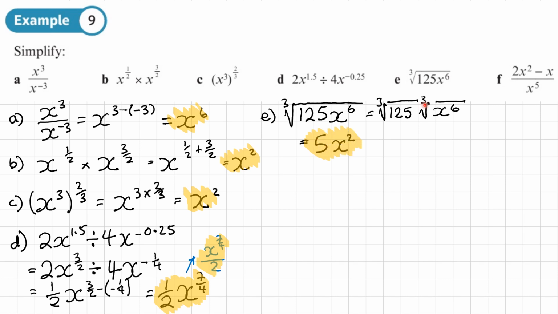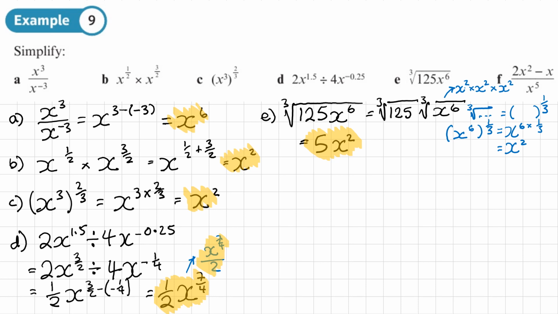Now you might be wondering, how did I know that the cube root of x to the power 6 was x squared? Well, there's a couple of ways. First of all, I could think of, well, what number times itself 3 times will give me x to the power 6? Well, x squared times x squared times x squared will give me x to the power 6, so the cube root must be x squared. Or you can think of the cube root as being the same as to the power 1/3. So if I do x to the power 6 to the power 1/3, which is the same as finding the cube root, I multiply the powers, so that's going to be 6 times 1/3, and 6 times 1/3 is 2, so x squared. So either way, we can find the cube root of this.